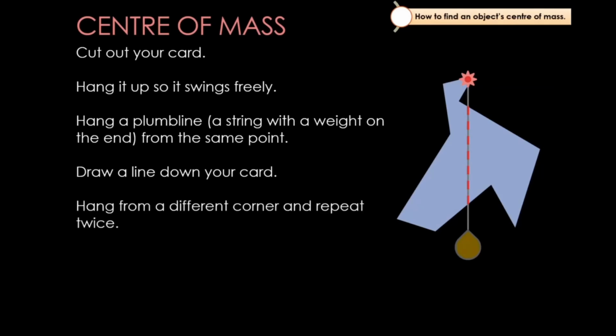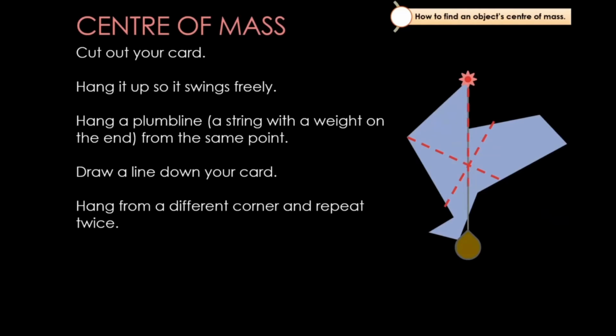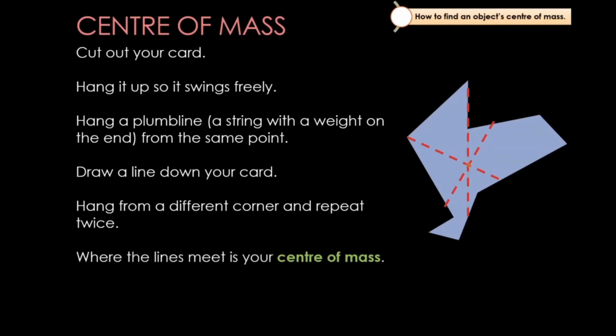We hang the card from a different corner and we repeat it a couple of times. So we hang it from this corner, perhaps draw down there, then we might hang it from this corner and draw down there. So we've got our three lines that we've drawn in here, and they all meet in the middle, meaning that we've found the center of mass of this irregular shaped object.